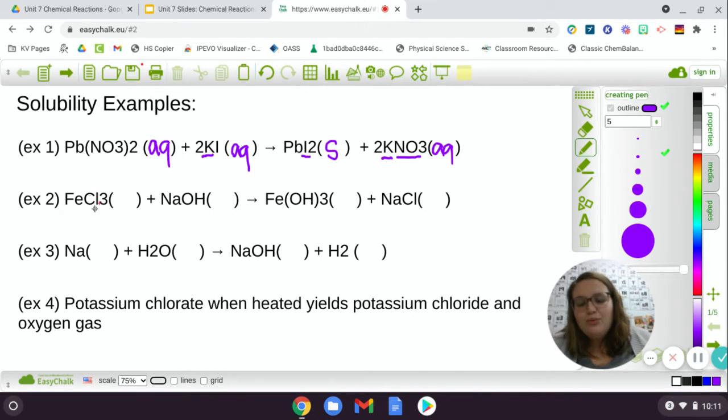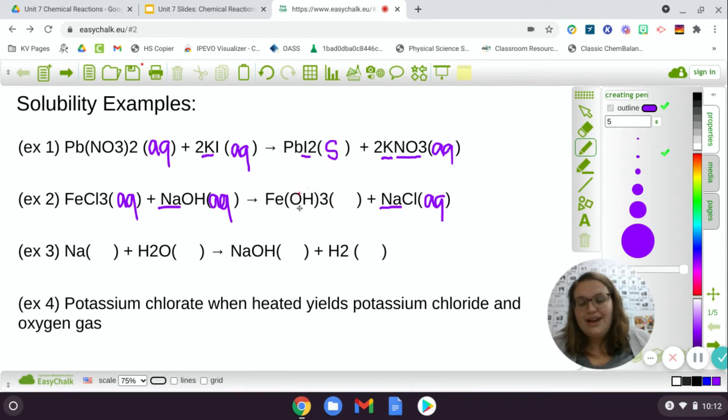So the next one, I have iron 3 chloride. If I go back to that rule I just went over with you, it says all binary compounds of group 17 elements with metals are soluble except for silver, mercury, and lead. Well, this is iron, so we can say this is aqueous. Sodium is a group 1 metal, aqueous.